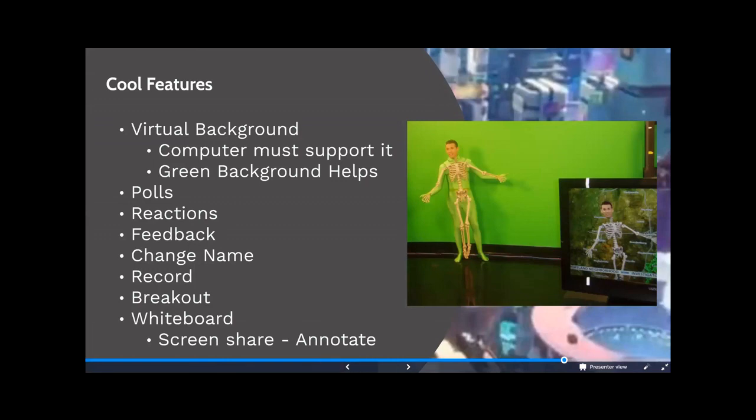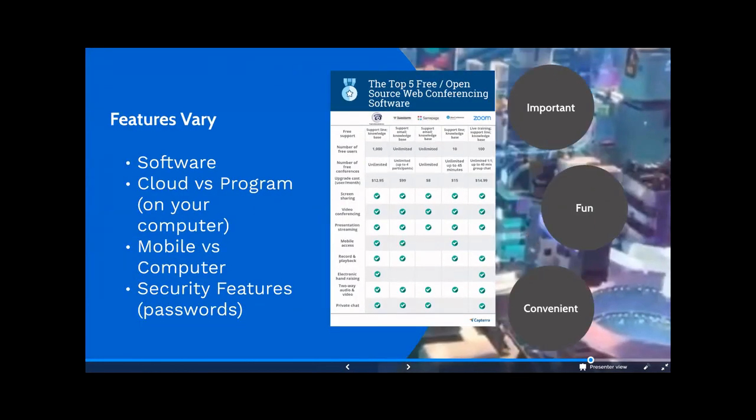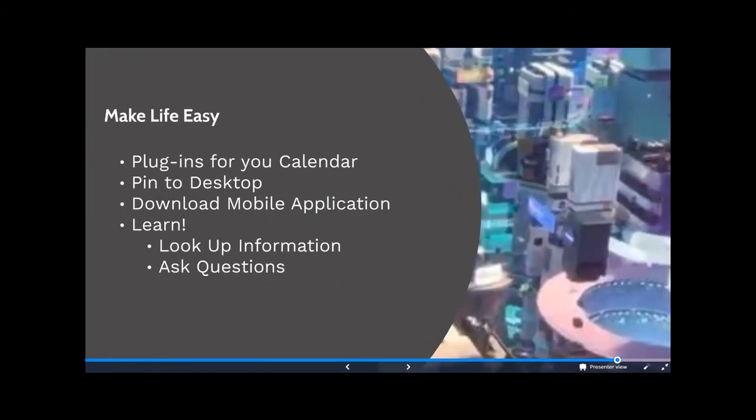So those are the various cool features that you want to look for. And you want to do one more thing: make it convenient when you're using these video conference services. You know, there are plugins you can add to your calendar. It makes it easy to add a remote meeting, all those sign-in details, right to your calendar for like Outlook or Google or whatever. Pin services to your desktop so you know where to get to them. If you're using mobile, download the mobile application, otherwise it's not going to work very well.